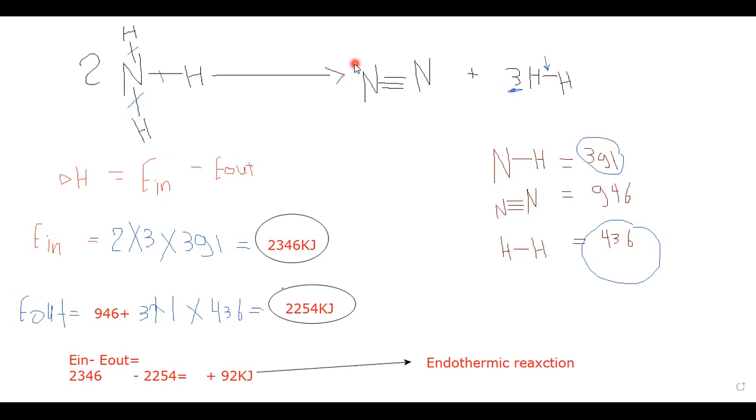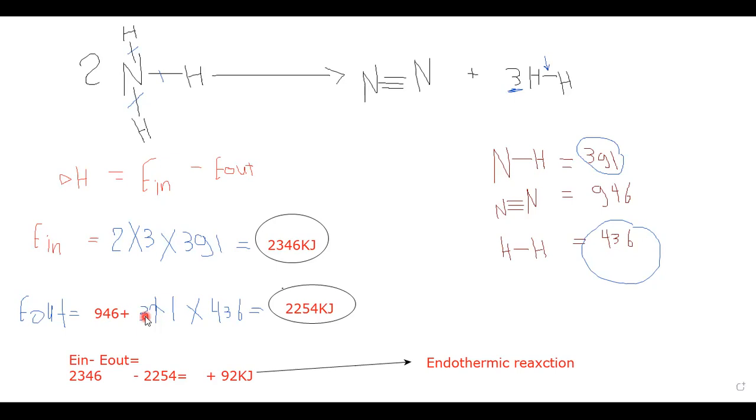In the E out, why did we write 946 for the triple bond N, but for the 3 H to the H, we did 3 times 1 times 436? Do you have any number before the triple bond N? No. So the triple bond N already exists here, it is 946. But here with 3H2, I have a number, so you must write this number. So I want 3.